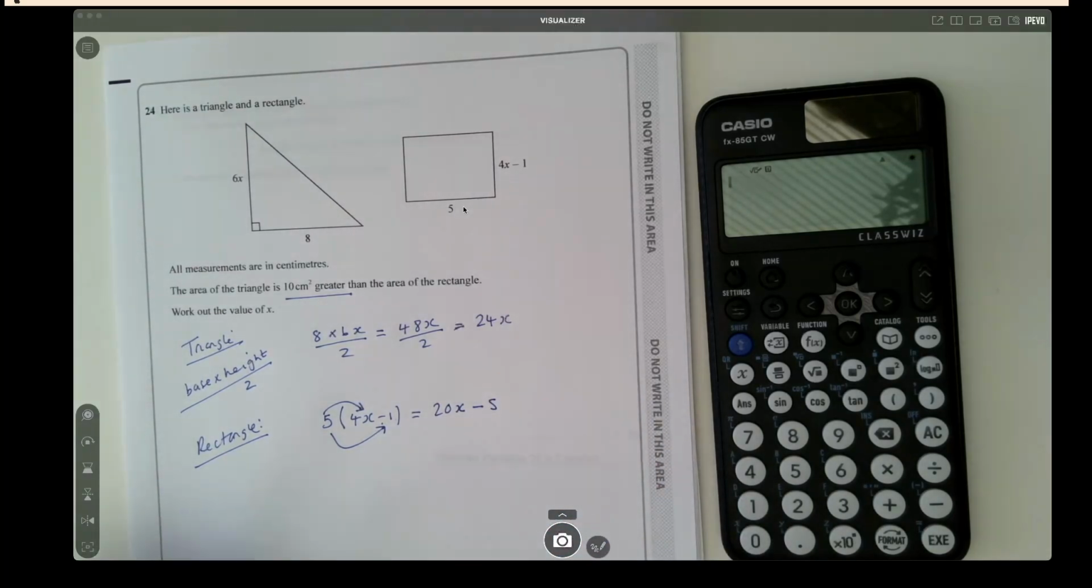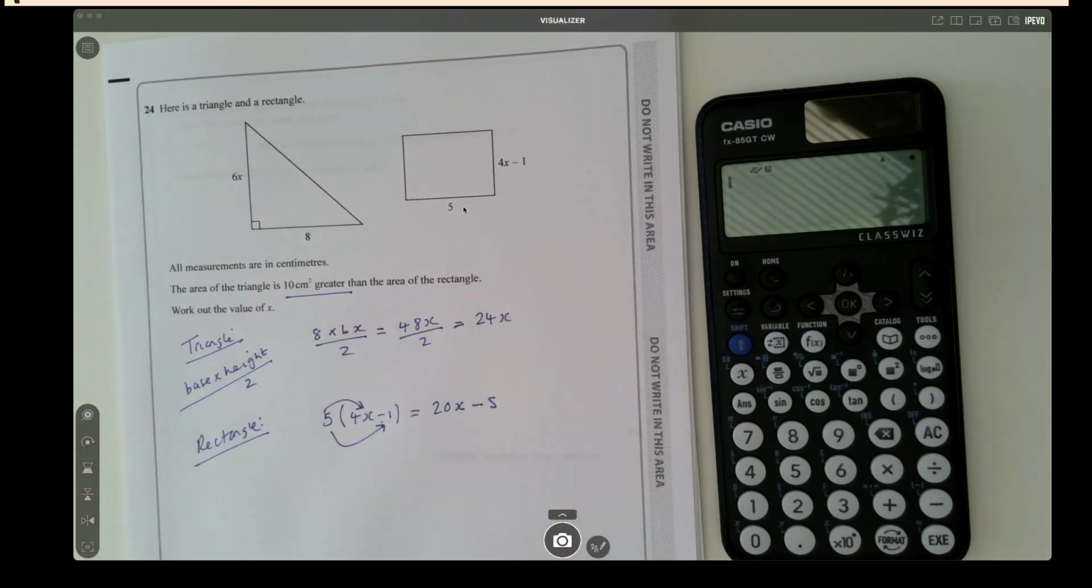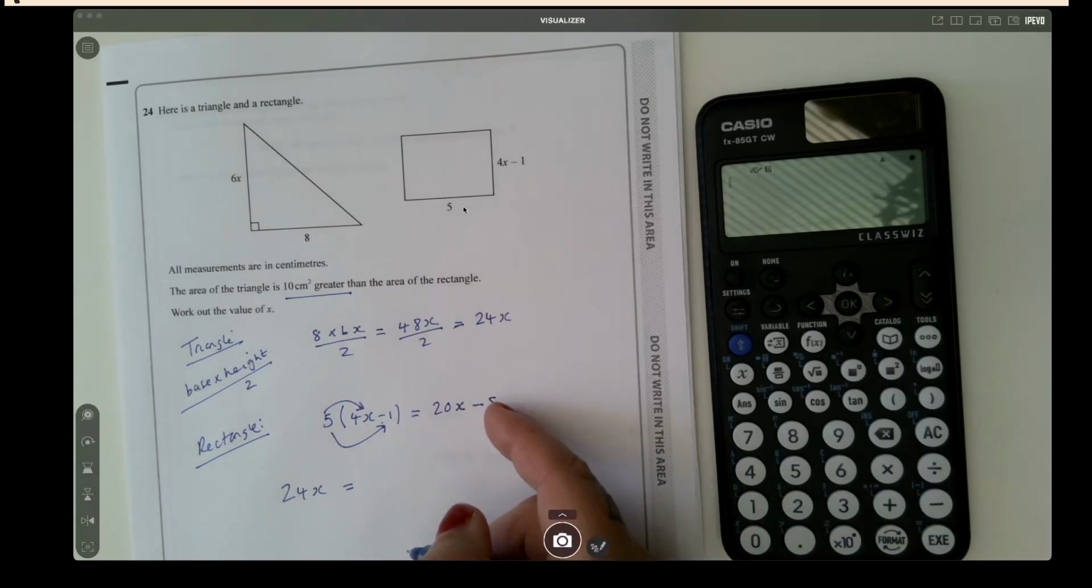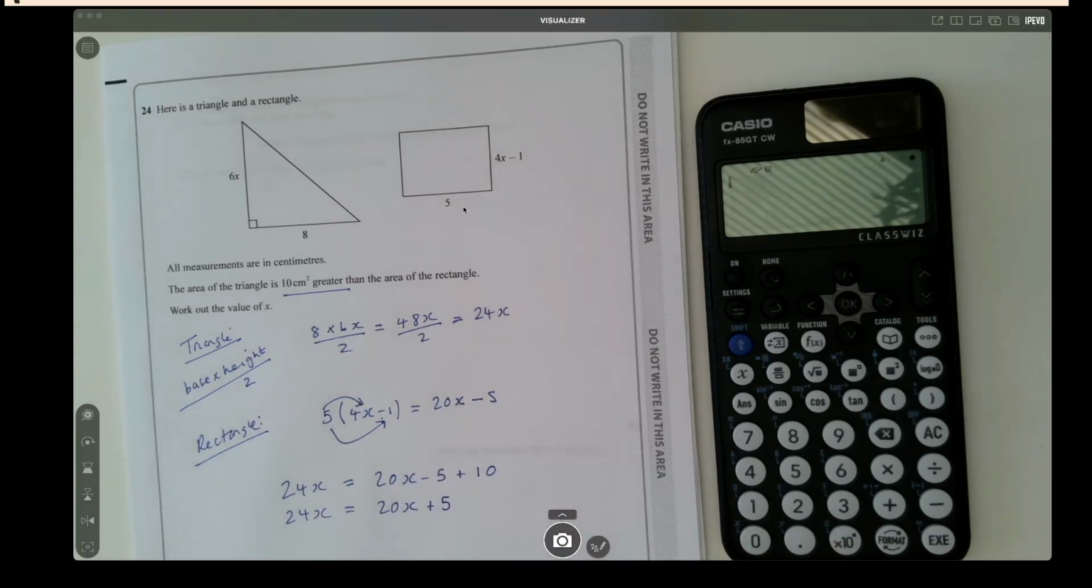-5. Now it says the area of the triangle is 10 centimetres greater than the area of the rectangle. So the area of the triangle is 24x, but it's 10 centimetres more than the area of the rectangle. So we would have the area of the rectangle plus another 10 centimetres. So let's just simplify this a little. 20x subtract 5 plus 10. So -5 plus 10 gives us 20x plus 5.